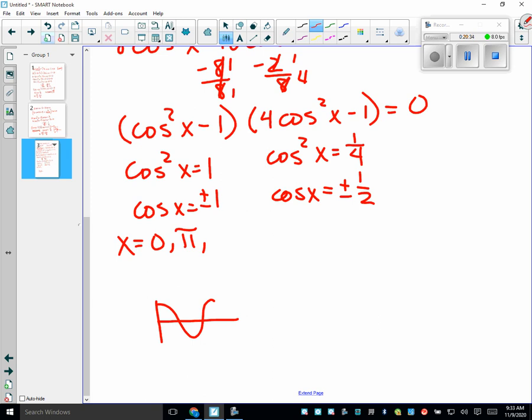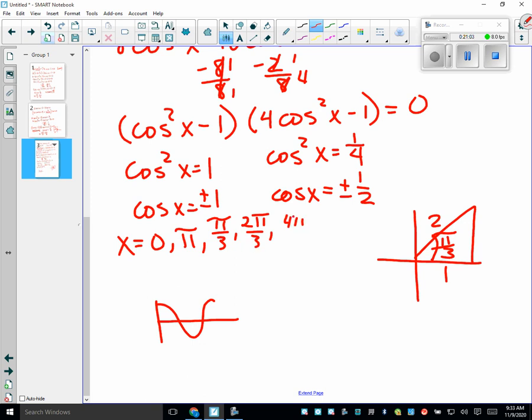Now, when is cosine 1/2? So that'd be a pi over 3 thing. So pi over 3. Wait a minute, do I need that in every quadrant? Yeah. So pi over 3. What's next? And 5 pi over 3?